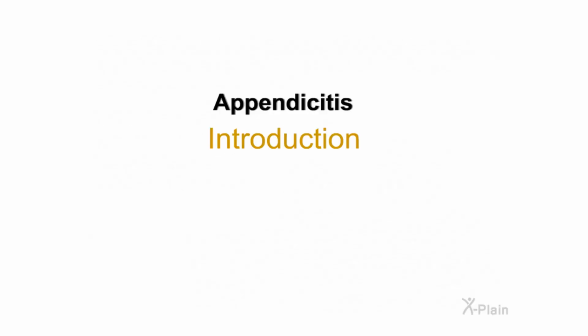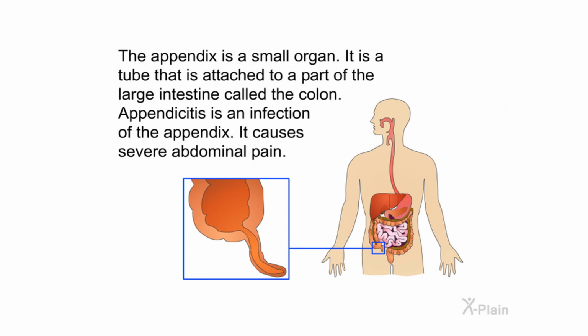Appendicitis. Introduction. The appendix is a small organ. It is a tube that is attached to a part of the large intestine called the colon. Appendicitis is an infection of the appendix. It causes severe abdominal pain.